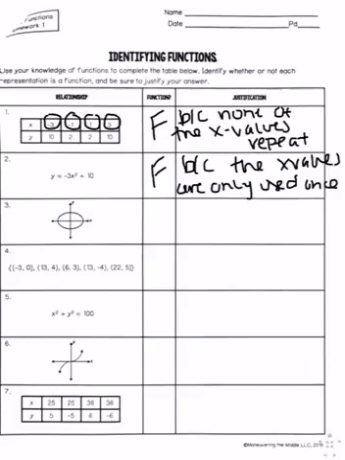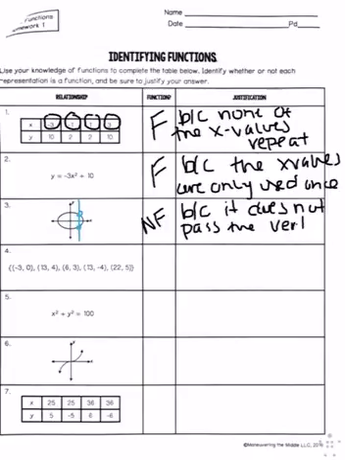Number 3. Number 3 has to pass the vertical line test. If you draw a straight line down, you will see that the line crosses the graph in 2 places. This tells us it is not a function because it does not pass the vertical line test.